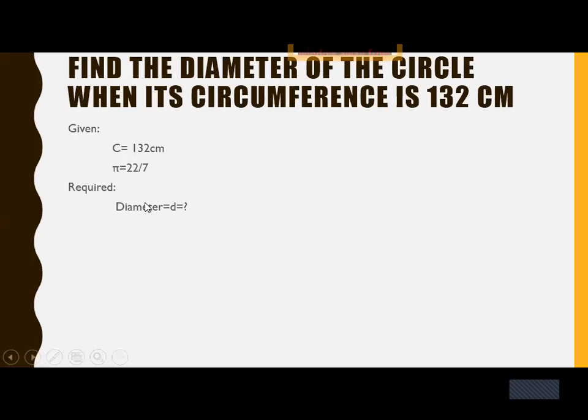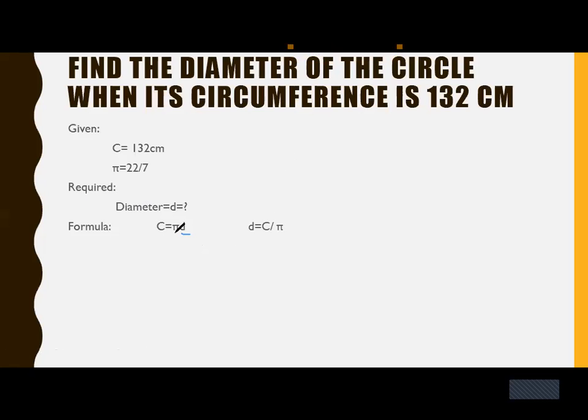What is required? The diameter. So for finding the diameter, we can use the formula of circumference. Remember, C is equal to pi d, not 2 pi d. But in this formula we have to make changes. What do we have to find, Sahal? We have to find d, so d will remain here.